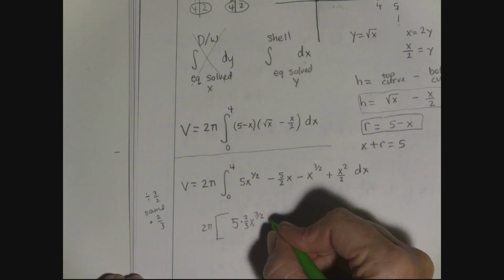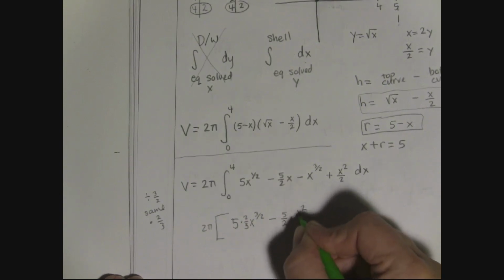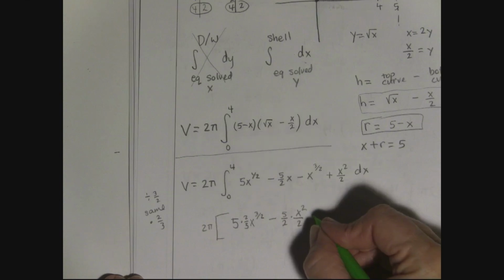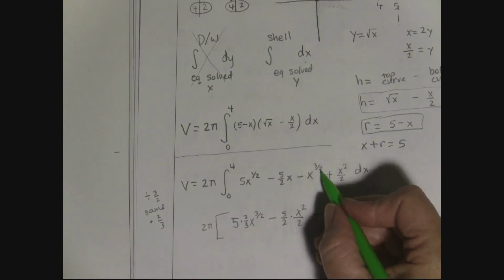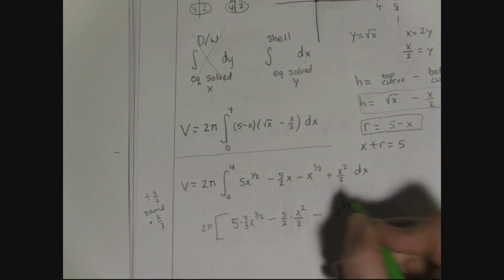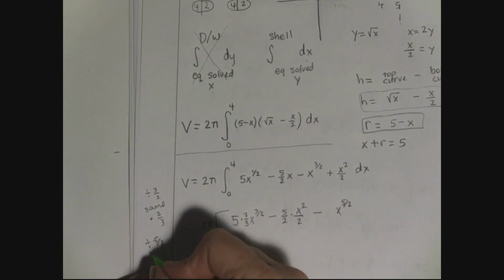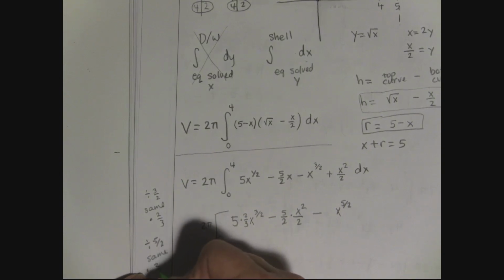And then minus 5/2, and then x to the second over 2. And then, when I add 1 to 3/2, I get 5/2. So this is x to the 5/2. I left a little room. And I'm going to divide by 5/2, which is the same as multiplying by 2/5.